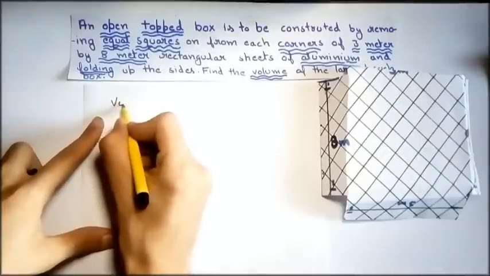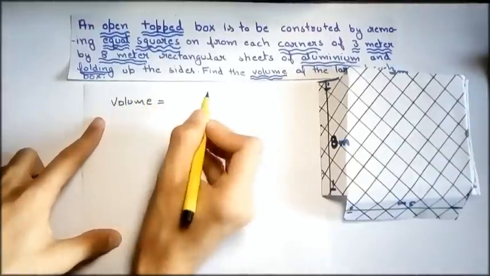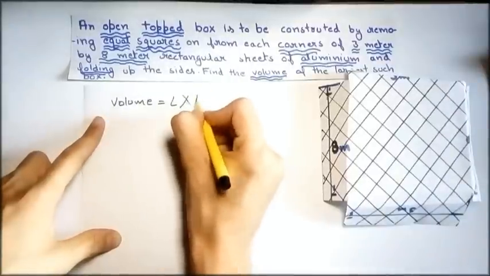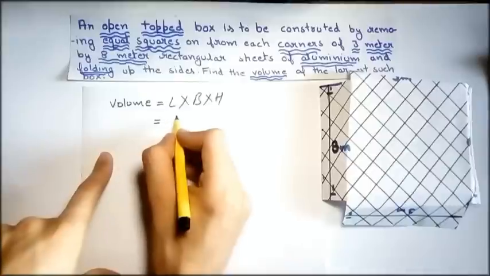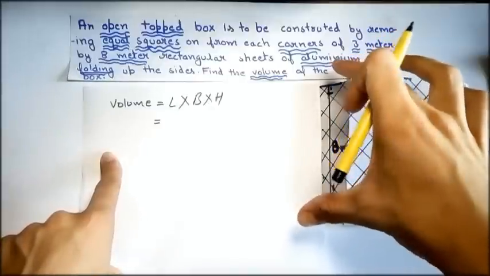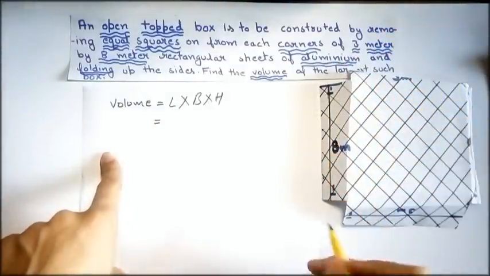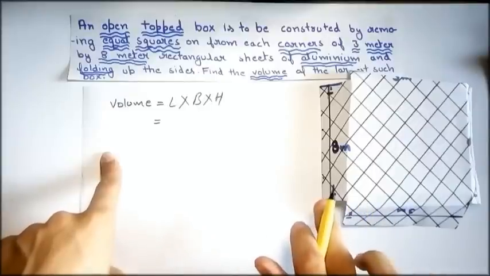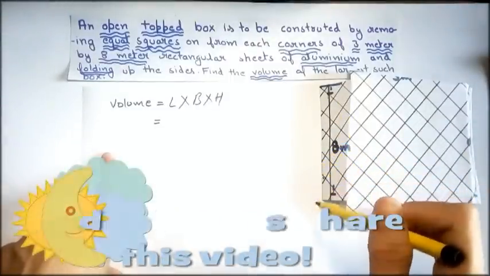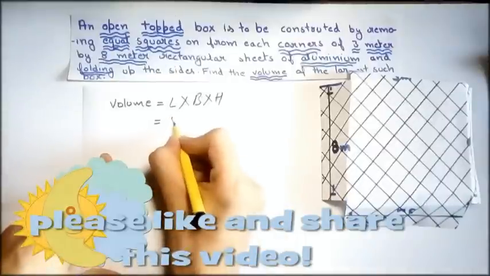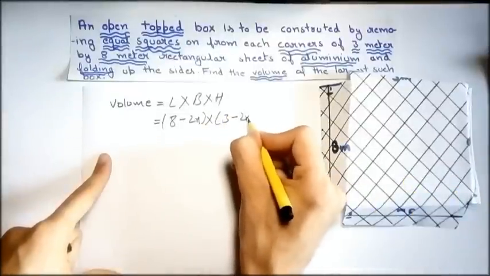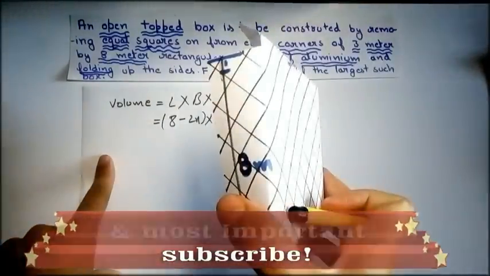So volume will be, what is the volume of a cuboid? Yes, that is length into breadth into height. What will be the length? First the original length was 8 meter, but then we cut out 2 x's from this 8 meter, that is, we are cutting x from each side. We don't know that this is 1, 2, 3. I wrote 1 to demonstrate that we are cutting the same units from each side. So 8 minus 2x will be its length, its breadth will be 3 minus 2x, and height will be x.